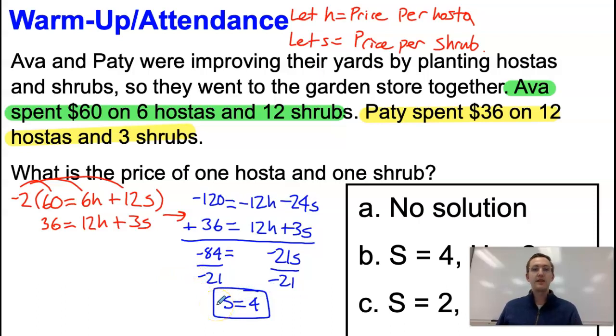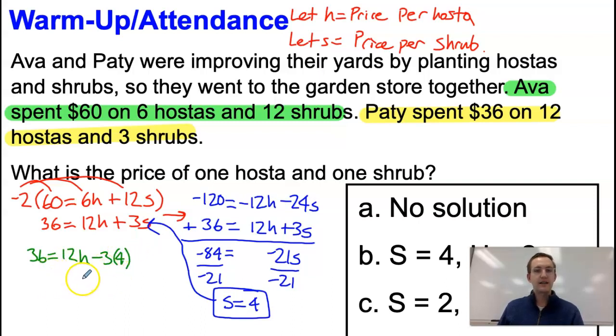Now we just got to figure out how many dollars we're spending per hosta. So let's take that S and plug it into this bottom equation right here and solve for the price per hosta. So that's going to be 36 is equal to 12 times H plus 3 times the price per shrub, which is $4.